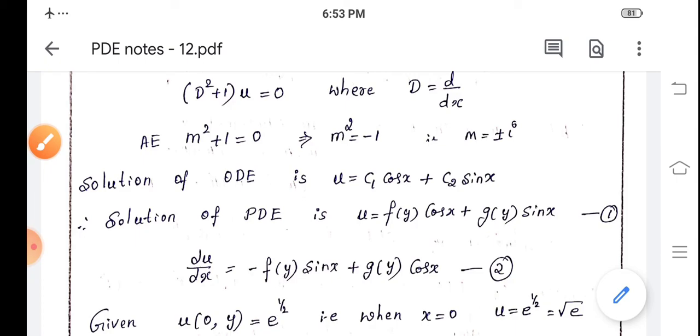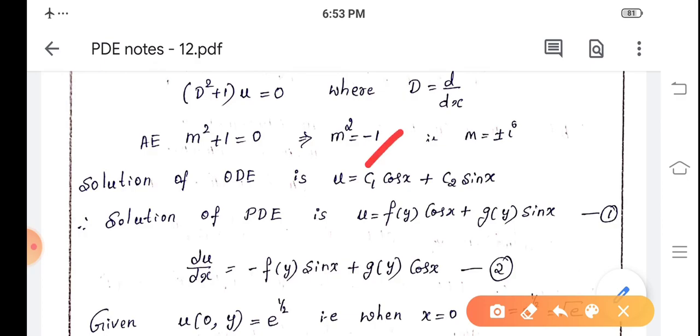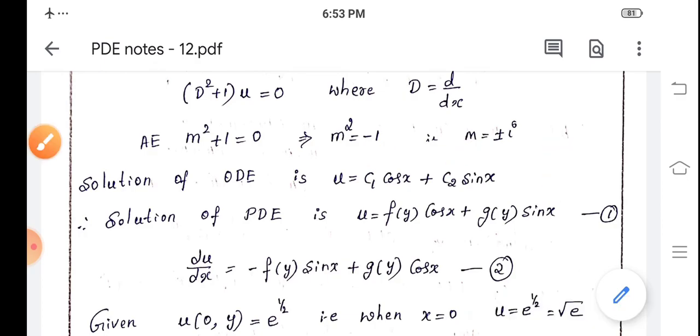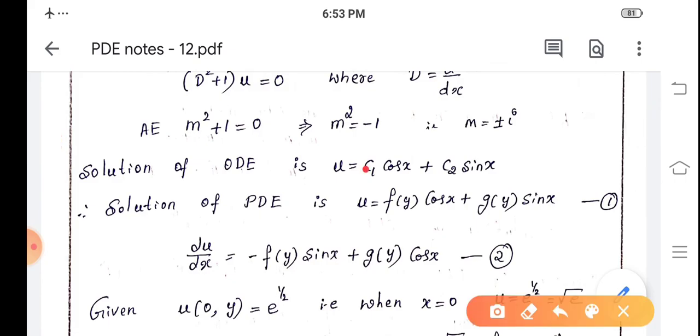And the solution of the partial differential equation is obtained by replacing c1 and c2 by functions of the other variable, that is y. Now we replace c1 by f(y) and c2 by g(y). So we write the solution of the partial differential equation as u = f(y) cos x + g(y) sin x. Take it as equation number 1.